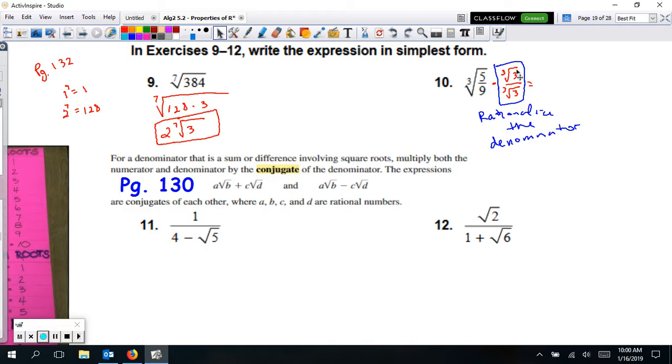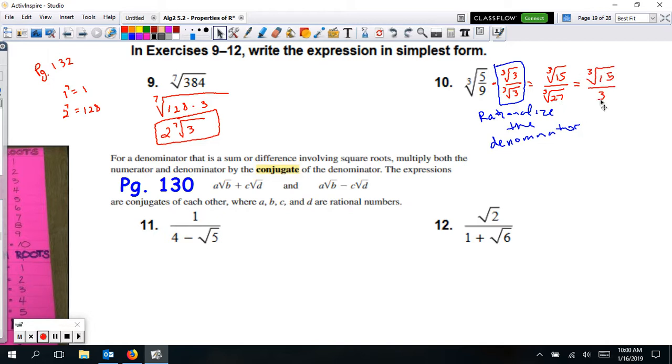So now we can multiply underneath the 5 and the 3 and the 9 and the 3. 5 times 3 is 15. So we have the cube root of 15 on top, and the cube root of 27 now on the bottom. And now this cube root of 27 becomes a nice rational number for us, 3. So the answer is the cube root of 15 on the top over 3.